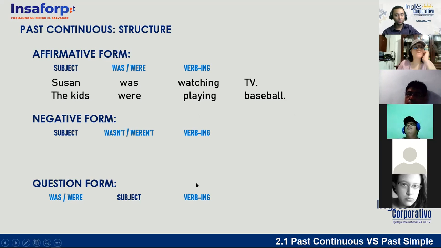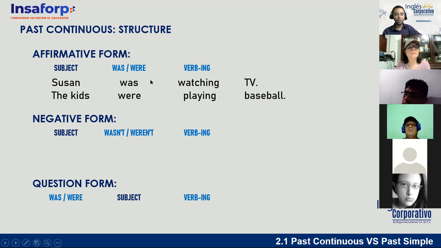The negative form uses the subject, then the negative of the verb be, which is wasn't or weren't. And then the verb in ing. Ahora, algo que quiero que se fijen bien es que con el past continuous se mantiene el verbo siempre en la misma forma. No importa que sea negativa o pregunta. El verbo principal siempre va en ing, a diferencia del past simple, en que el verbo va en pasado solo en afirmativas y luego va en forma base en negativas y preguntas. Pero en past continuous, el verbo siempre va a ir en ing, independientemente si es afirmativa, negativa o pregunta. So the negative form uses the subject plus wasn't or weren't and then the verb in ing.